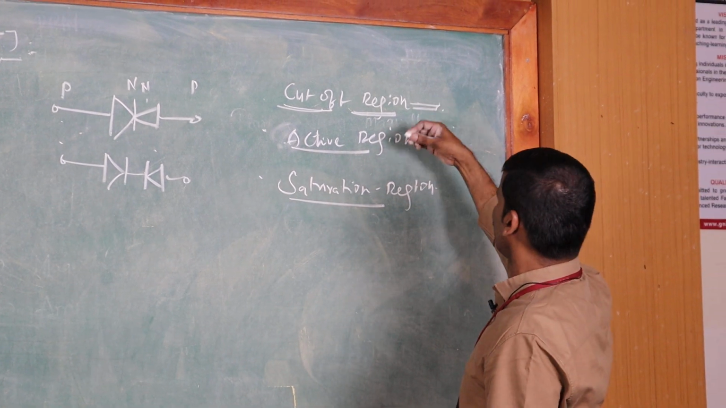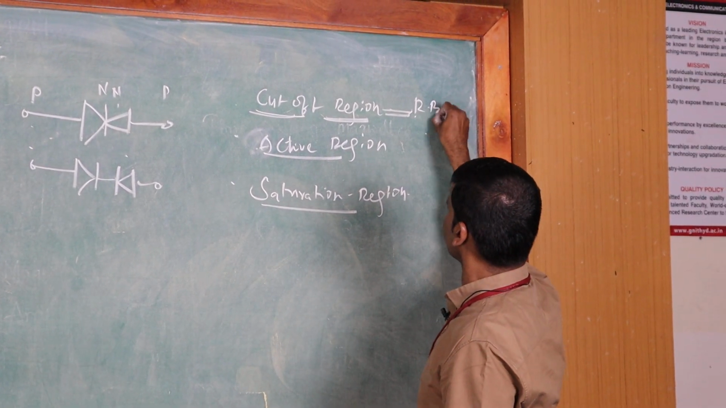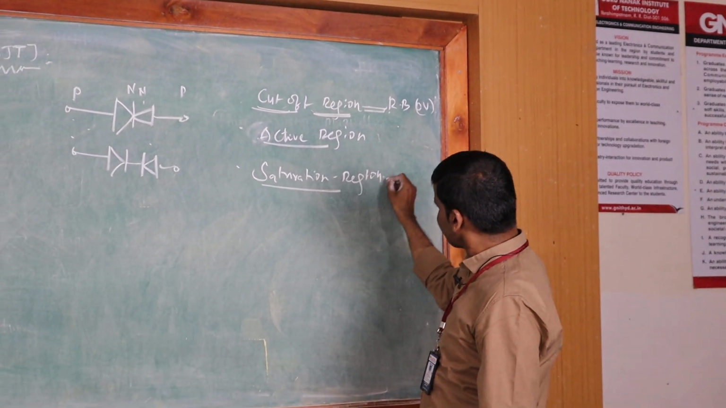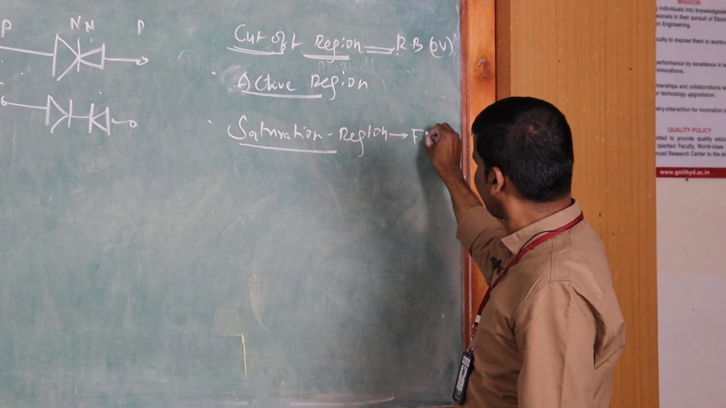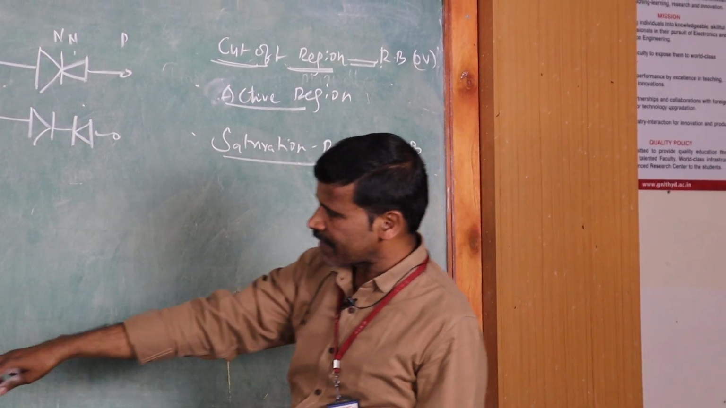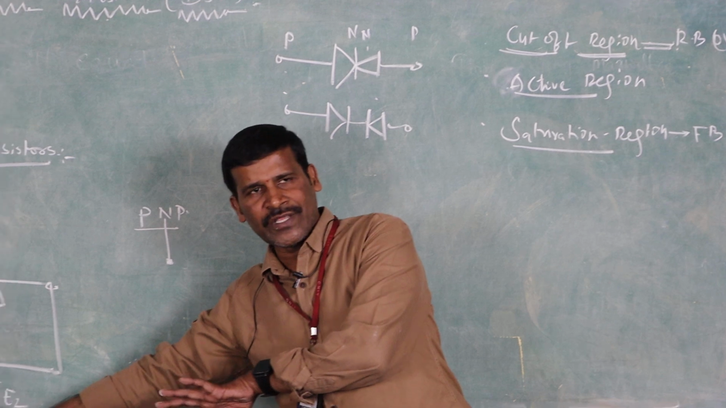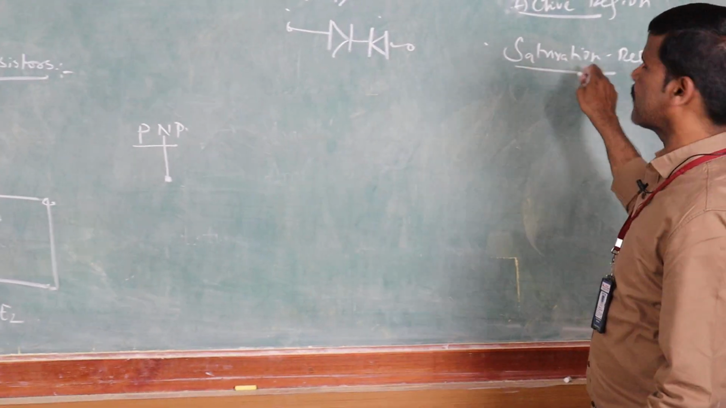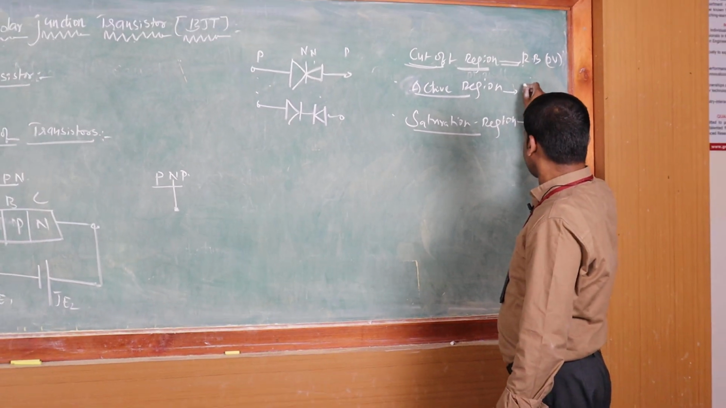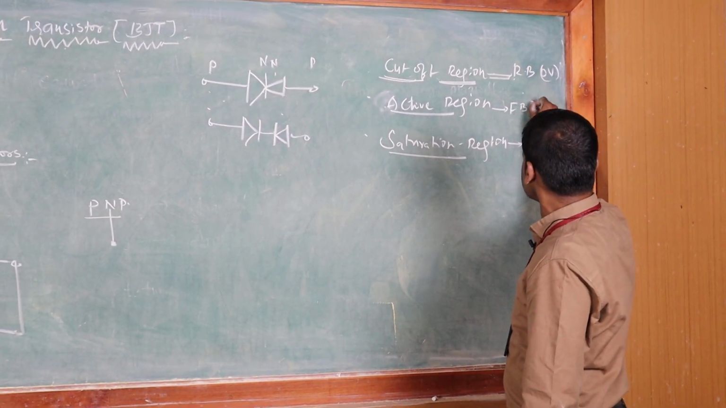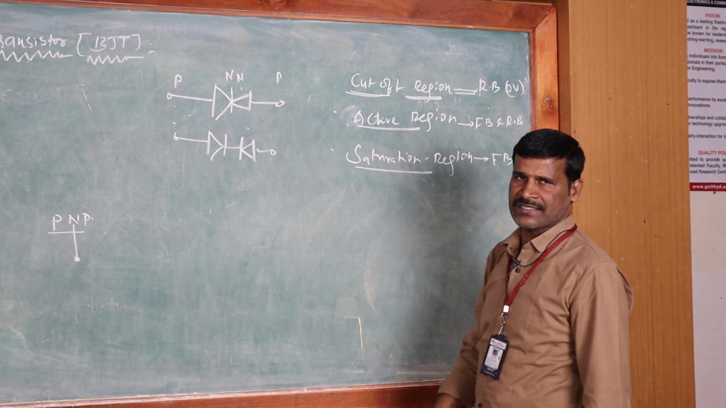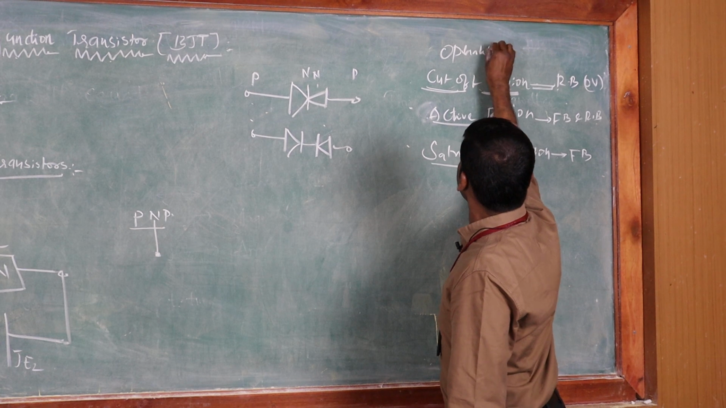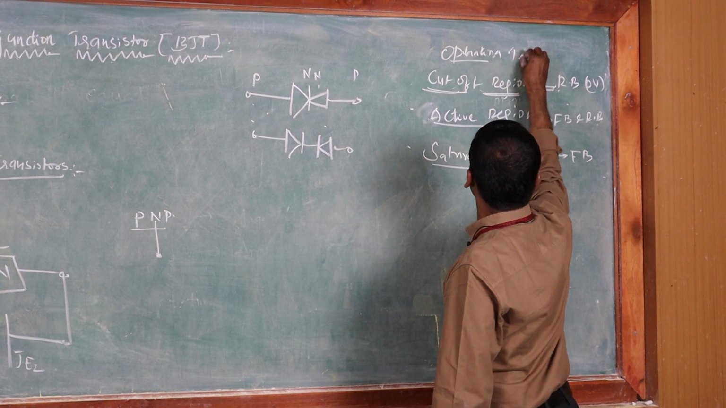In the cutoff region, both the junctions should be in reverse bias, meaning OFF, with 0 volts. In the saturation region, both the junctions should be in forward bias. In the active region, the input junction must be forward bias and the output junction must be reverse bias. So these are the operating regions of a transistor.